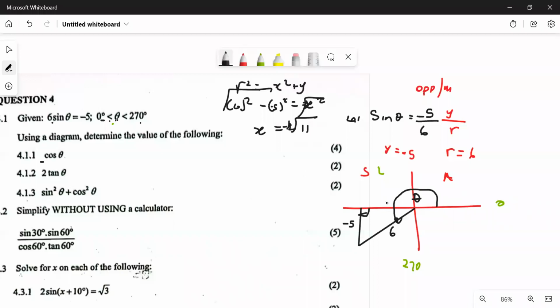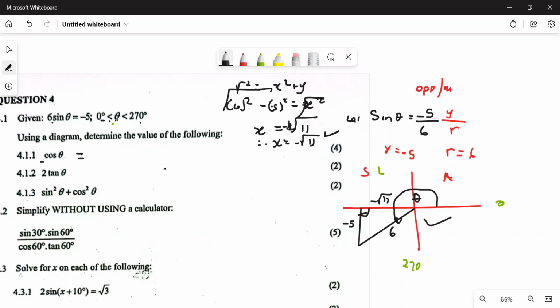Now, which one are we going to take? Is x positive or negative? Negative. So I'm going to say, therefore, x is going to be equal to minus root 11, meaning here we have root 11. Then we are going to get 1 mark for the diagram. We are going to get 1 mark for x.